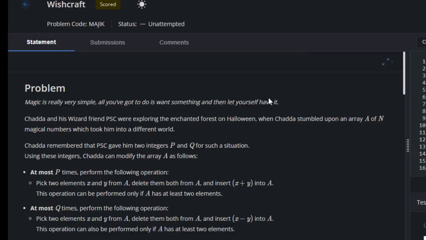Today we are going to see the Wishcraft problem. Magic is really simple. All you have got to do is want something and that lets you have it. So Chadda and his wizard friend PSC were exploring the enchanted forest on Halloween when Chadda stumbled upon an array of n magical numbers, which took them into a different world.